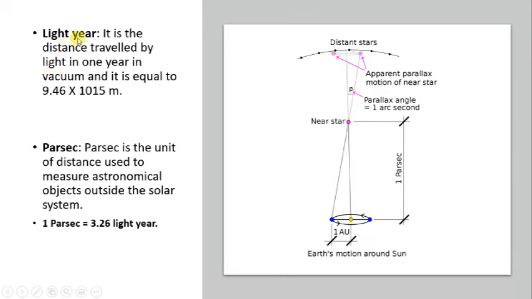Next is light year. It is the distance traveled by light in 1 year in vacuum and is equal to 9.46 into 10 to the power 15 meter.